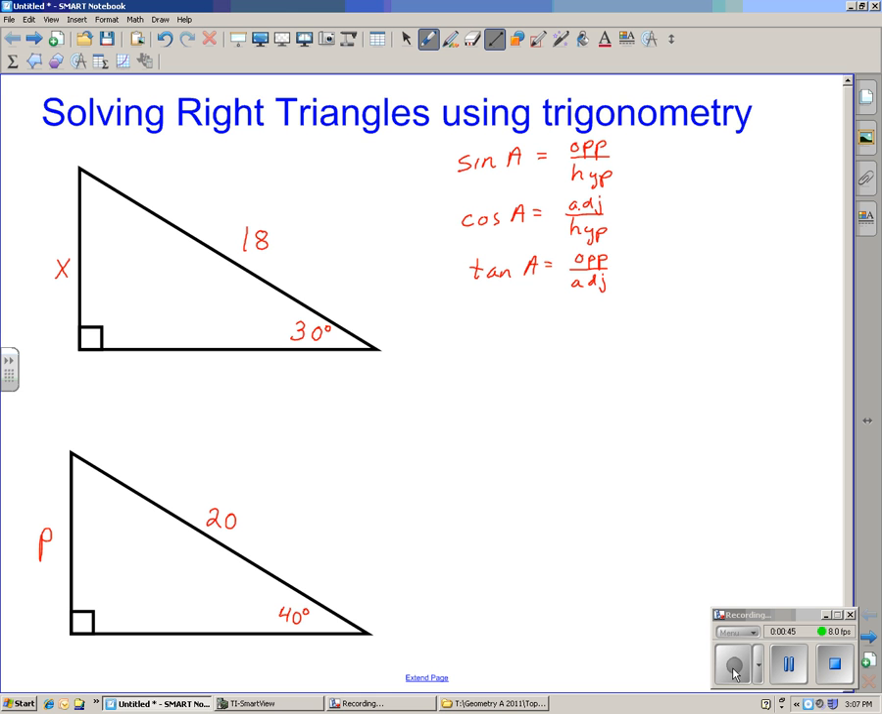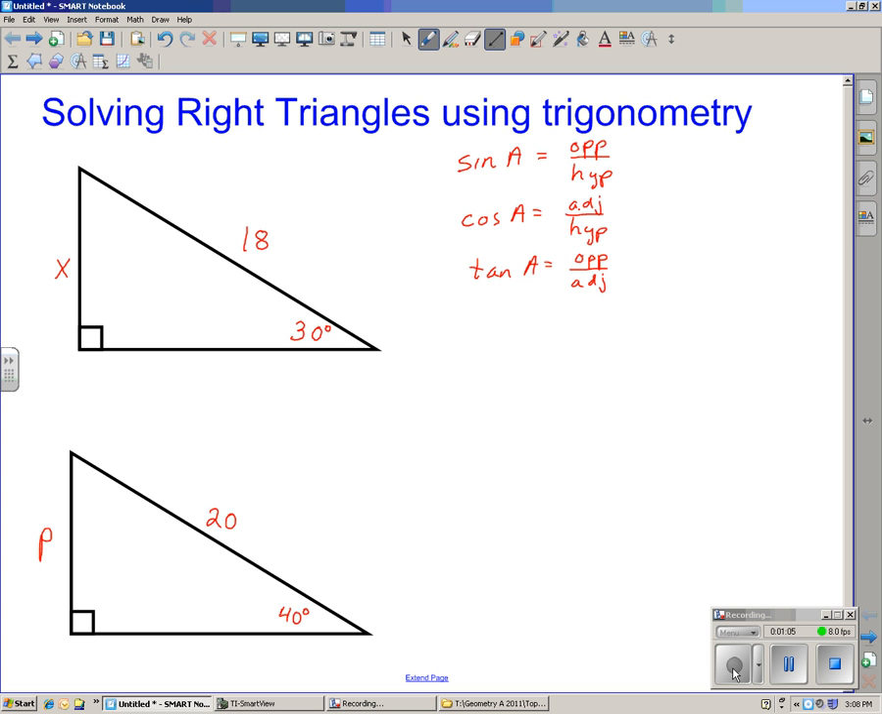Okay, so we defined all those things, and then, okay, great. Now what do you do with these things? Well, it's really great for solving for missing parts in a right triangle. So I've got two triangles here. One has a 30-degree angle in it, so we know lots about that. We've been studying that, and that's called a special right triangle.